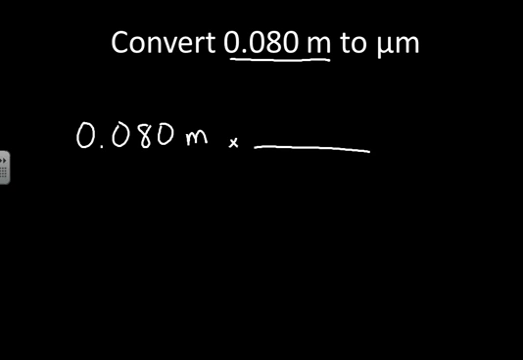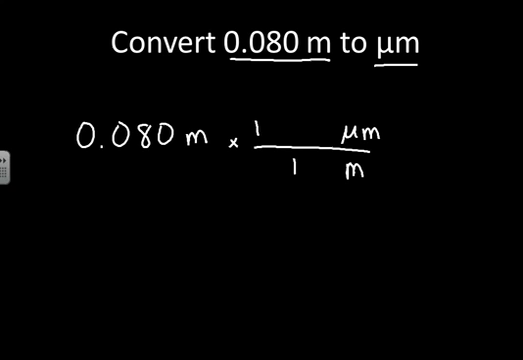Converting 0.080 meters to micrometers. Start with the number you're given, 0.080 meters. Set up a conversion fraction, which means you'll multiply by a fraction bar. You're trying to get rid of your meters unit, so immediately put that unit in the denominator. You're trying to convert to micrometers. And you'll need to train yourself to understand which of these two units is bigger, 1 meter or 1 micrometer. 1 meter is bigger, so we're going to put the 1 next to that unit.